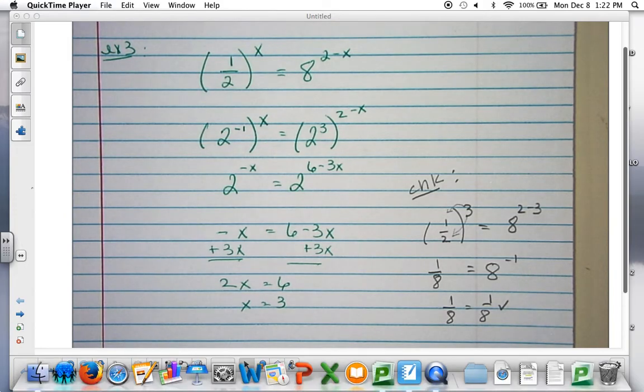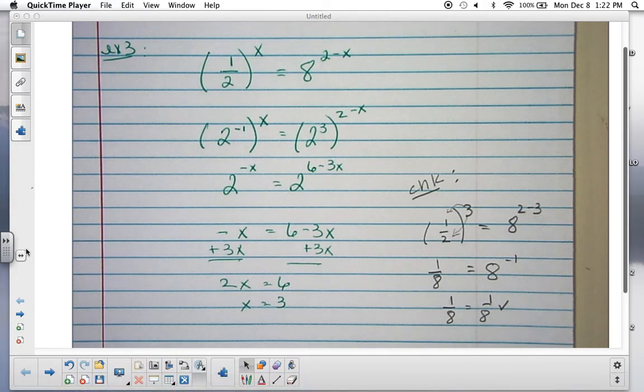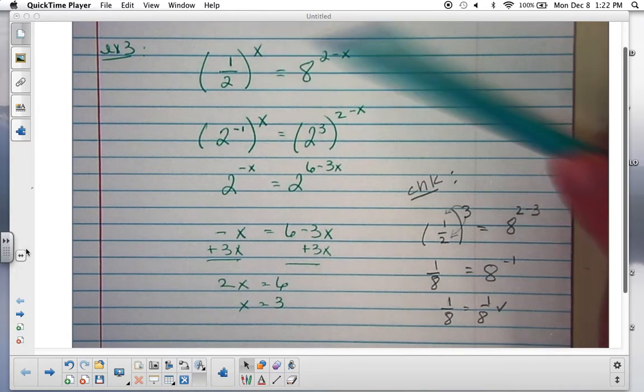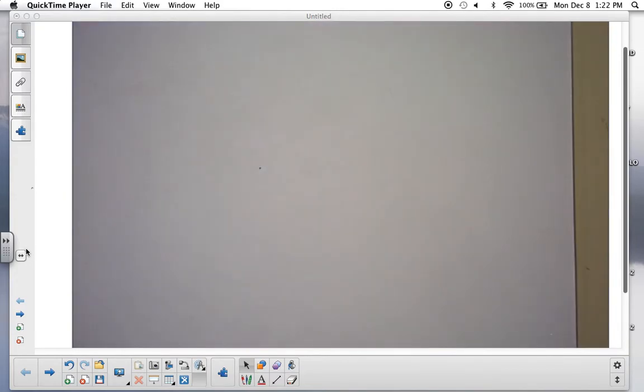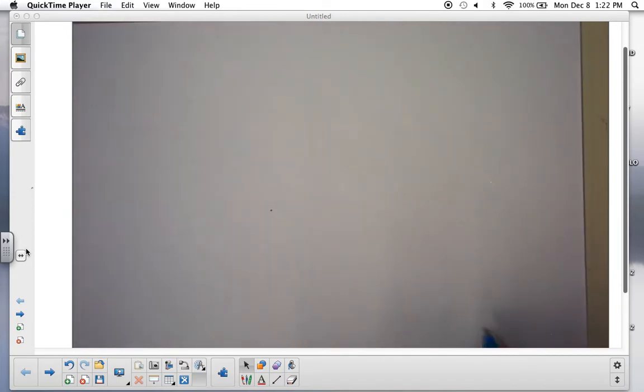All right, so that's the idea of exponential equations, the two different ways that you can see them, with the x up high in the exponent or the x down low in the base. I'm going to give you a couple examples here for you to try on your own. So let's see what I have for you. Let's do just like one of each.